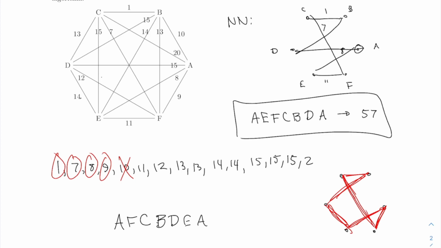Nobody. Can I add them up? No, it's not. A to F is 9. F to C is 7. C to B is 1. B to D is 15. D to E is 14. And E to A is 8. When I add these up, I get 10 here, 17, 32, 46, and 8, 54. I don't know if that's right.